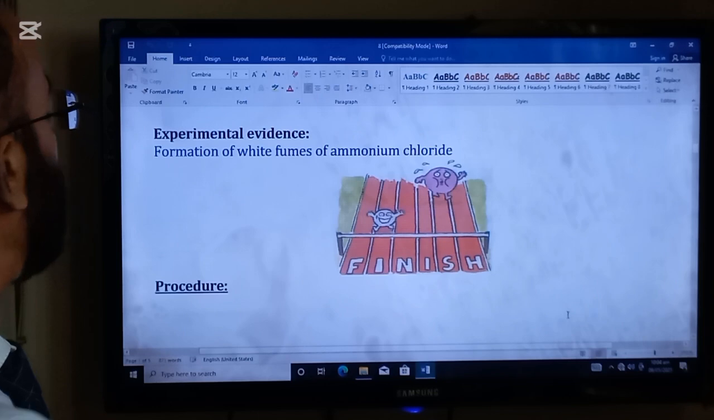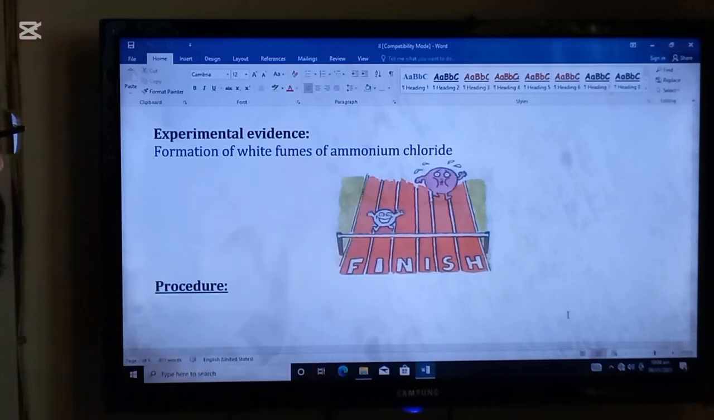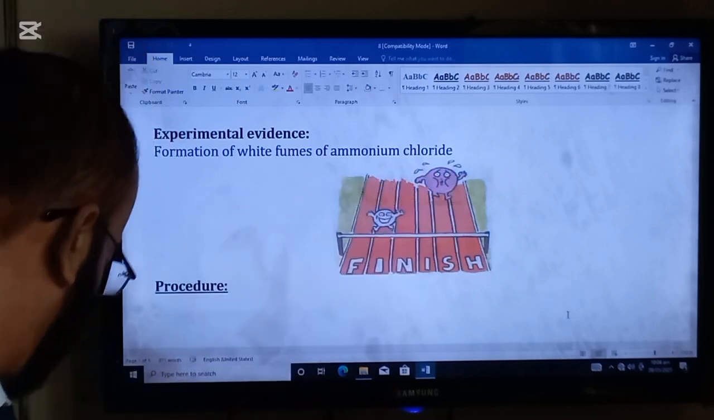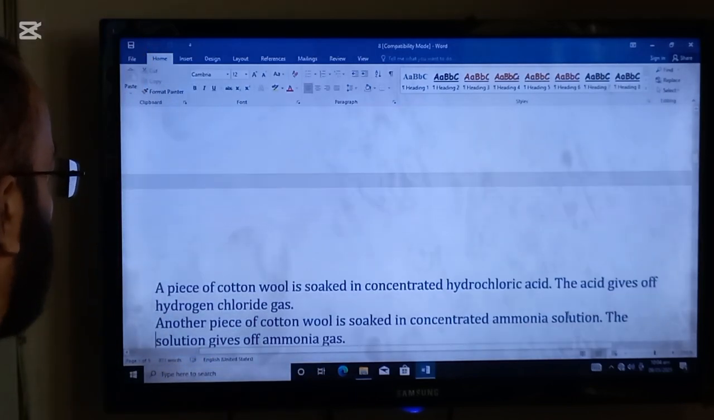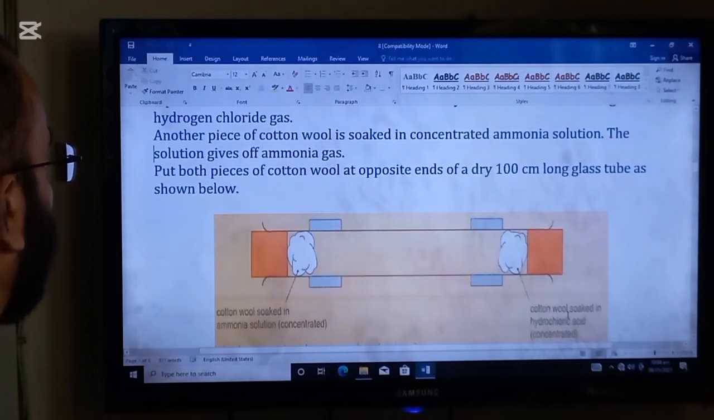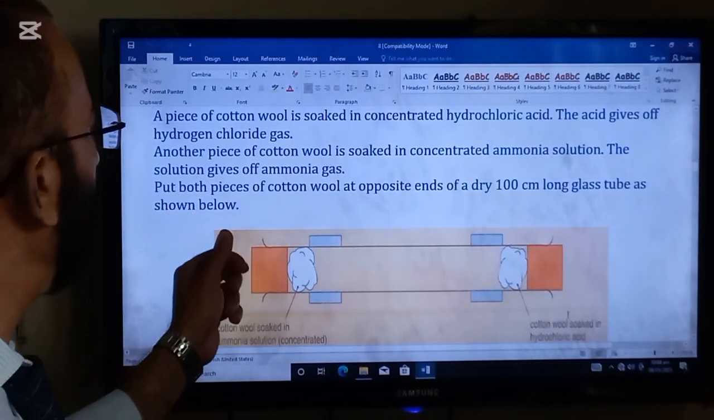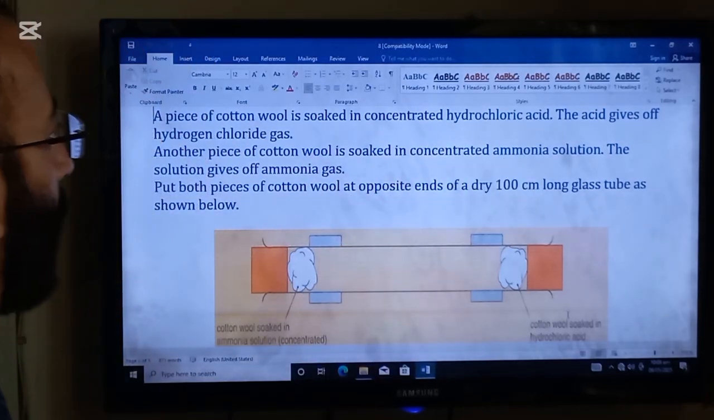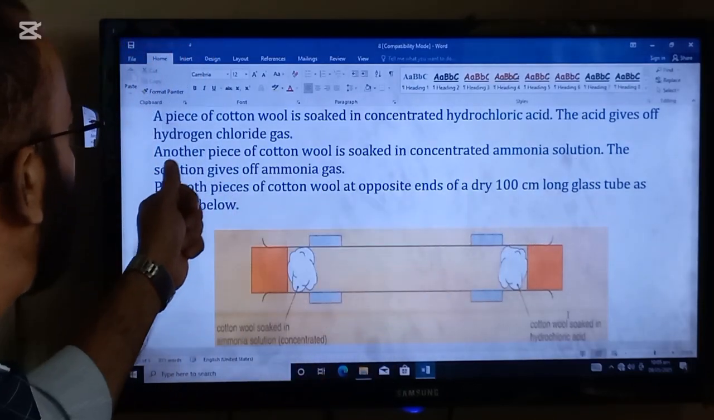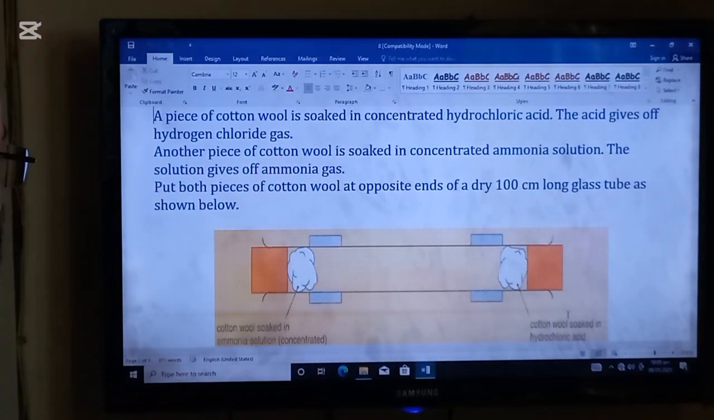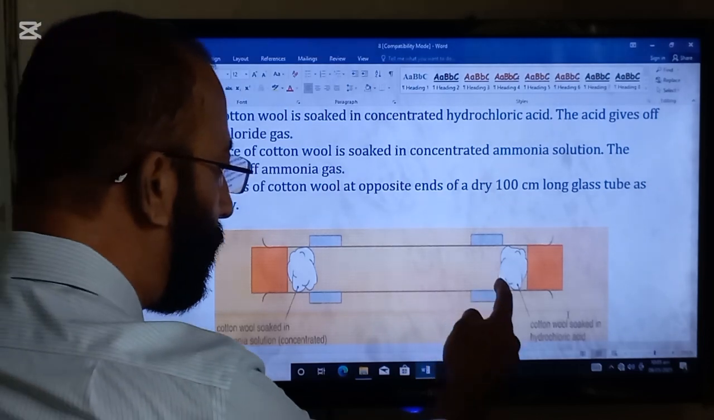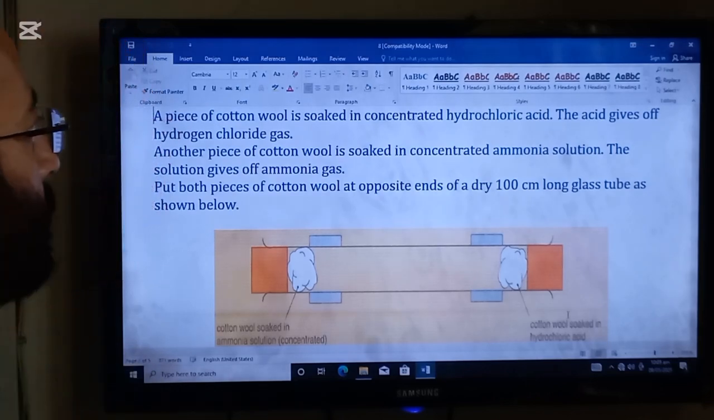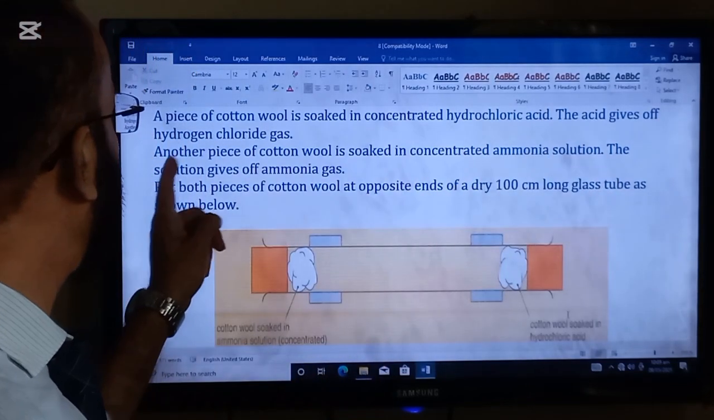Now, we are going to read the experimental evidence: formation of the white fumes of ammonium chloride. The procedure is: a piece of cotton wool is soaked in concentrated hydrochloric acid. The acid gives off hydrogen chloride gas. So here is a cotton wool that is soaked in hydrochloric acid. This acid will give off the hydrogen chloride gas.